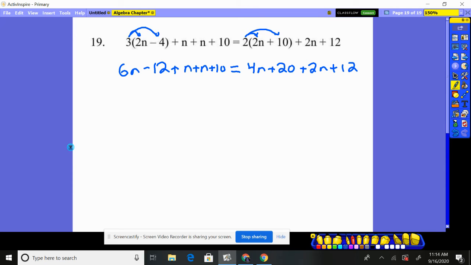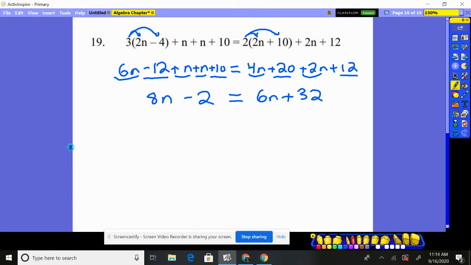Now at this point, we must combine like terms before we start moving pieces across the equal sign. So let's see what I have. I have 6n plus an n plus an n. That's 8 n's. Lose 12, gain 10. Well, then you've lost 2 overall. Over here, 4n plus 2n is 6n, and a 20 plus 12 is 32.